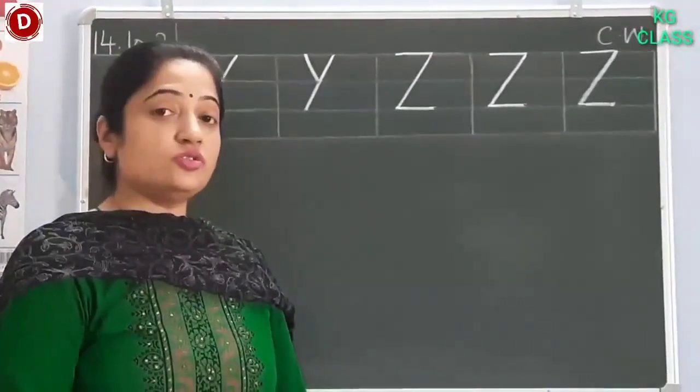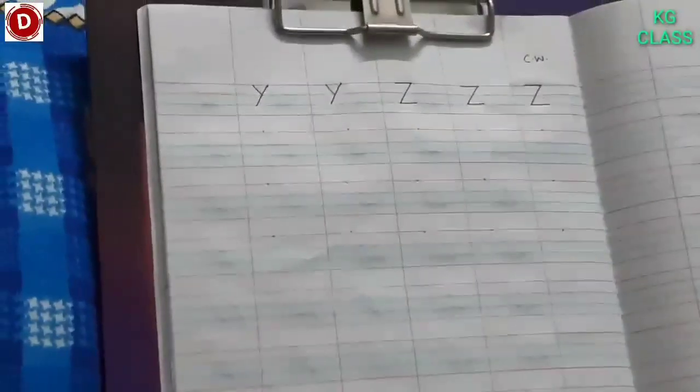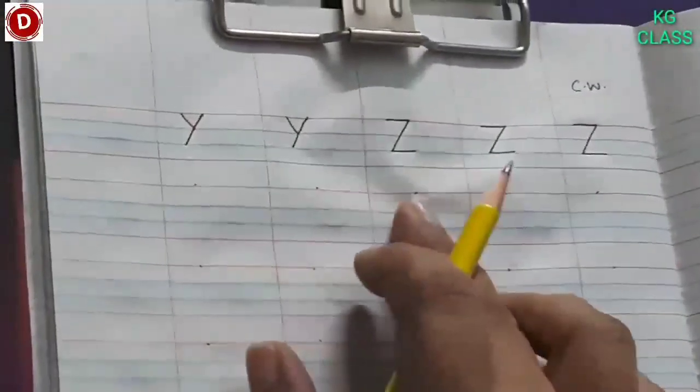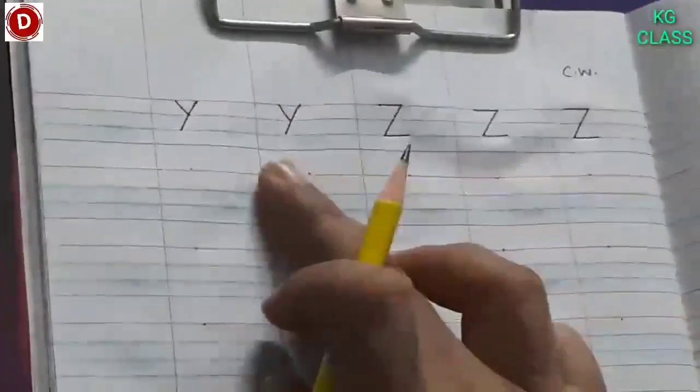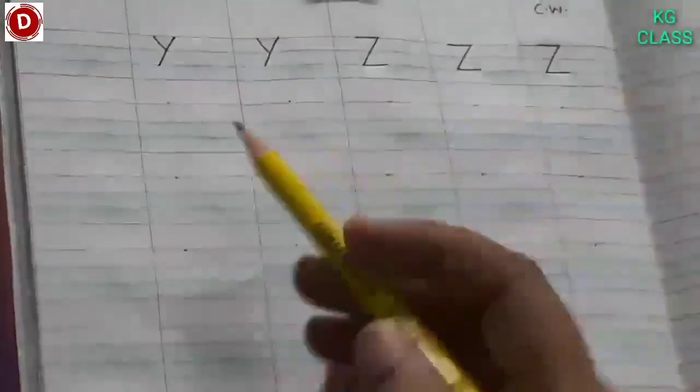Children, now I will teach you to write in the notebook. Now it's time to learn to write capital Y and capital Z in the notebook. Now see how I have written. You have to write like this, and you have to write only the first 4 lines of this page. Capital Y and capital Z.